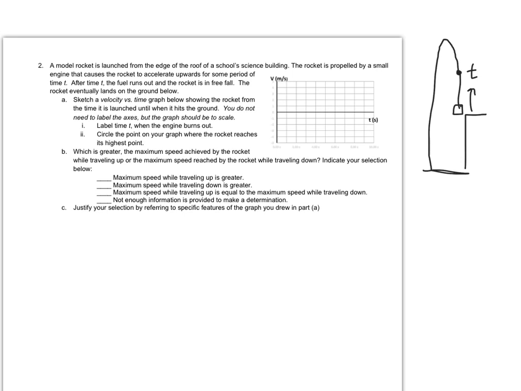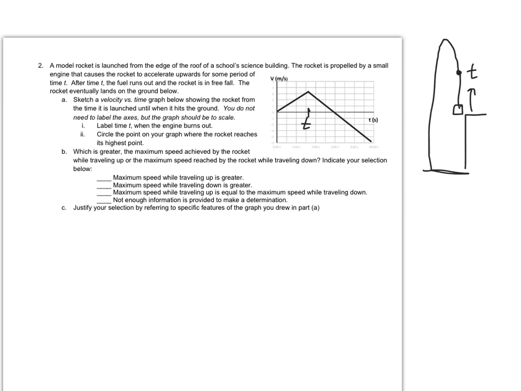Okay, so the first thing we want to do is sketch the velocity versus time graph that shows this motion. So initially we're going to have a positive acceleration and we're going to be speeding up for some period of time here, up to that period of time that we are calling t. All right, and then after t, which is right about here, we are going to be slowing down at first, accelerating at negative 9.8 meters per second squared, eventually going down, crossing that x-axis, and having a negative velocity. Okay, so the basic sketch of the graph would look something like that.